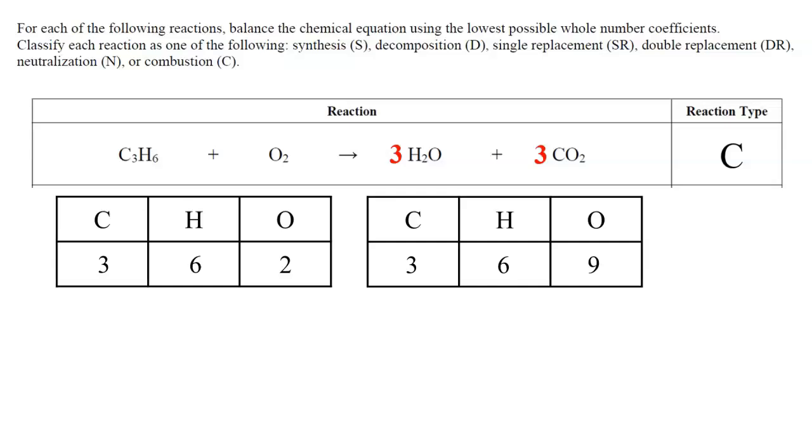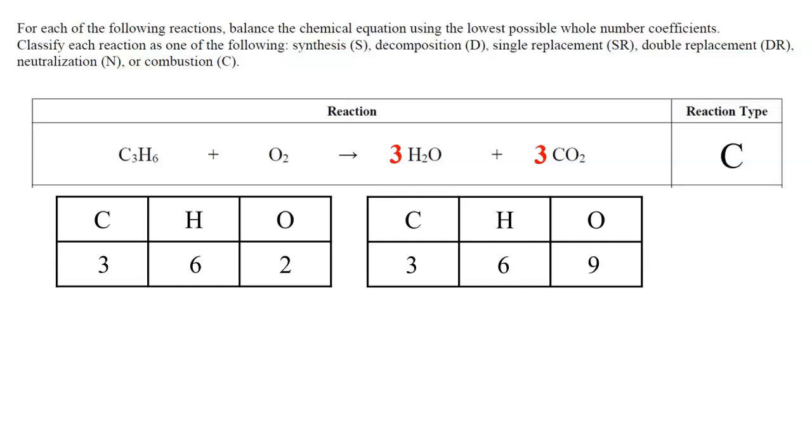And the reason I have 9 oxygens on the right is because the 3 in front of the H₂O would give me 3 oxygens, and the 3 in front of the CO2 gives me 6 oxygens. So 3 plus 6 is 9. Now the only element that still needs to be balanced would be the oxygen. So I have 9 oxygens on the right. Let's see what I can do to get 9 oxygens on the left.